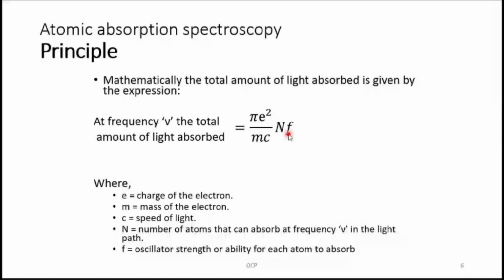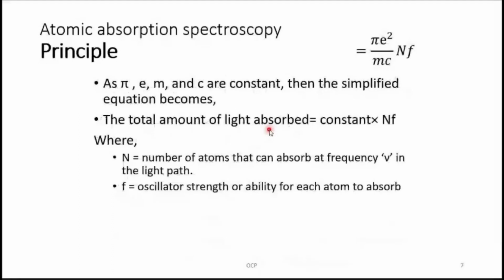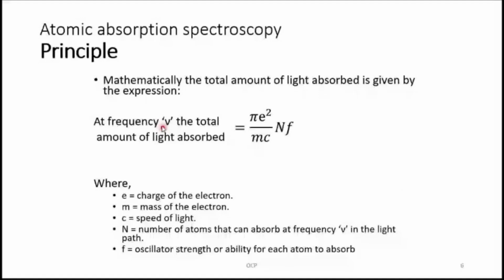If you observe, pi is a constant value, the charge on the electron is constant, the mass of the electron is constant, and c, the speed of light, is also constant. So what changes from one element to another are these two factors, N and f. As pi, e, m, c are constant, the simplified equation becomes: total amount of light absorbed at frequency nu equals a constant multiplied by N multiplied by f, where N is the number of atoms that can absorb frequency nu in the light path, and f is the oscillator strength, or the ability of each atom to absorb that electromagnetic radiation.